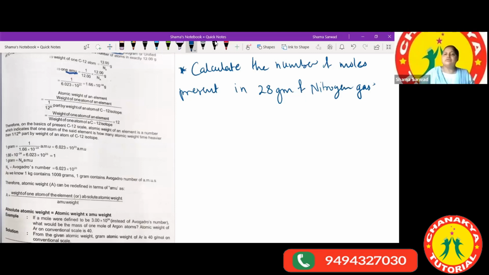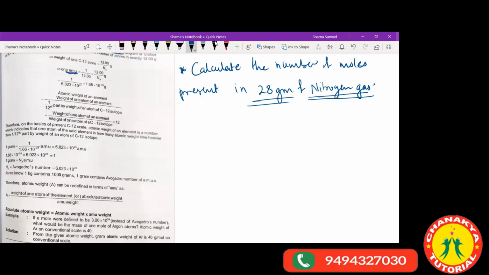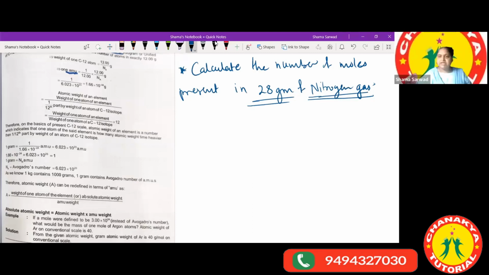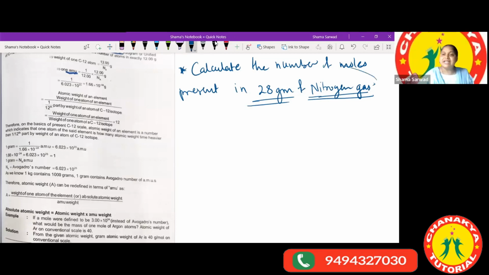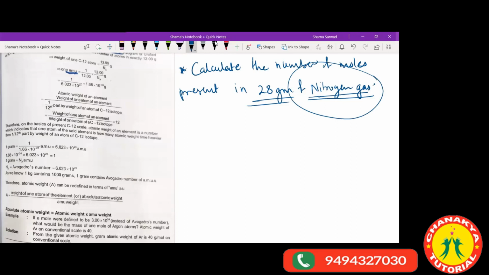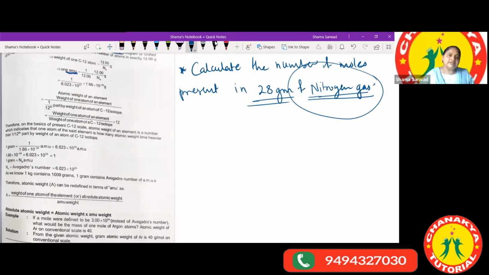What you have to do? 28 grams of nitrogen is given to you, but it is nitrogen gas that is given, right? That's not a nitrogen atom. So there is a basic difference for nitrogen gas. It doesn't contain only atoms; it has molecules as well. So keep that difference in your mind. If a gas is given, you have to consider it as an N2 molecule. Correct? And whenever you consider it as N2, you have to calculate its molecular mass.